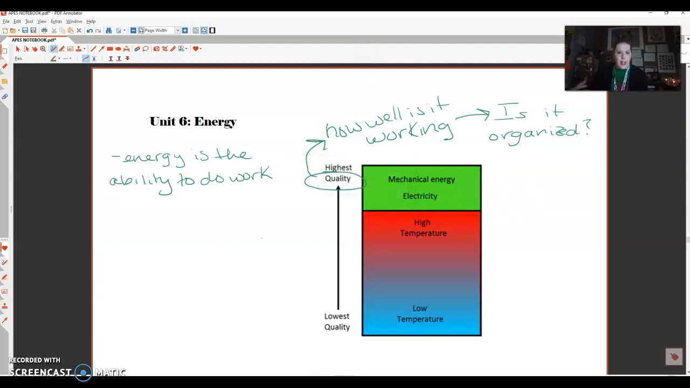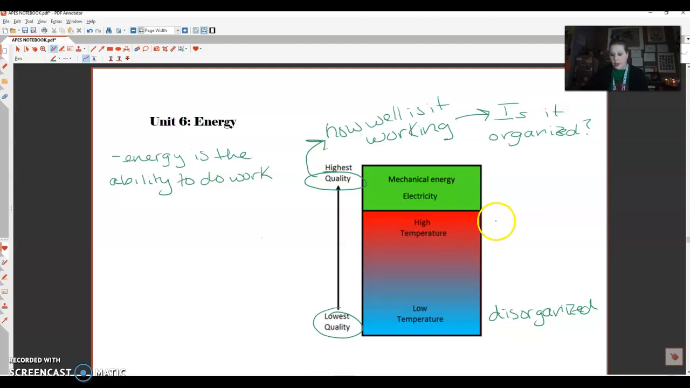Heat has the ability to do work. The problem is heat is not the greatest way to have energy. Anything that is low temperature, we say this is disorganized, meaning it has very low quality. It's not able to do a really great job of getting us energy. When the temperature increases, it becomes more organized, but it's still not high quality.